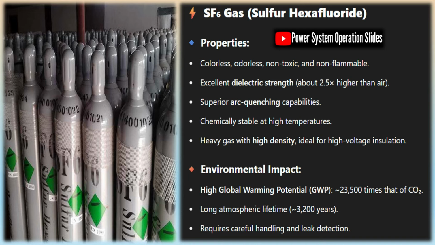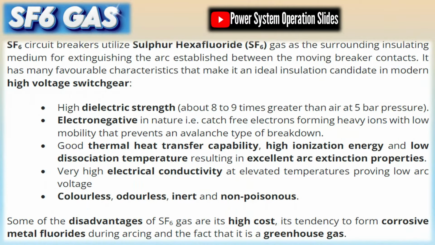Sulphur hexafluoride gas is a colorless, odorless, non-flammable, and chemically stable gas with excellent dielectric and arc quenching properties, making it ideal for use in high voltage switchgear. One of its primary applications is in SF6 circuit breakers, which are widely used in modern power systems for protecting equipment by safely interrupting high fault currents.